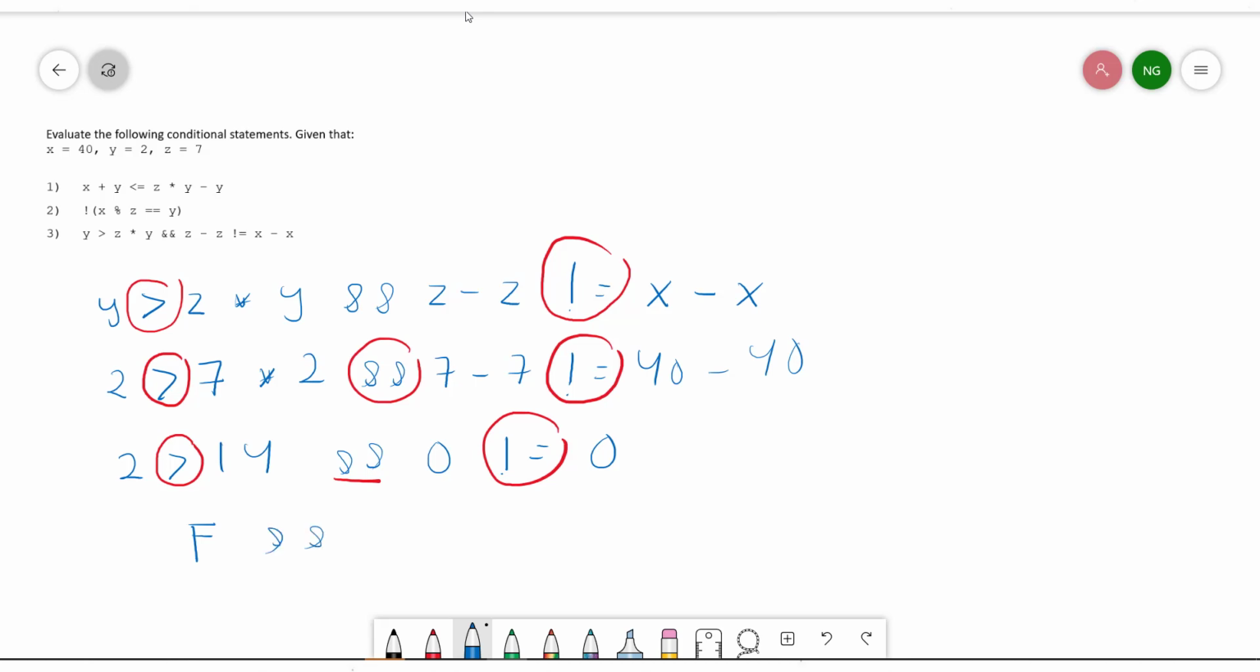Okay, 0 is 0, not equals to 0, so that is false. So false and false would be false. So that is how we solve this question.